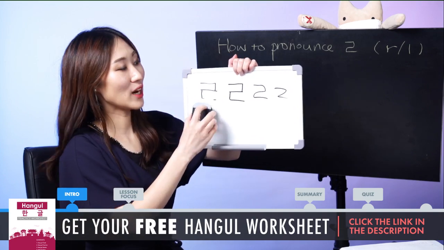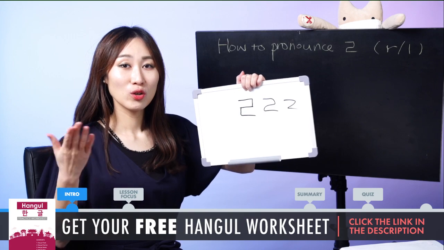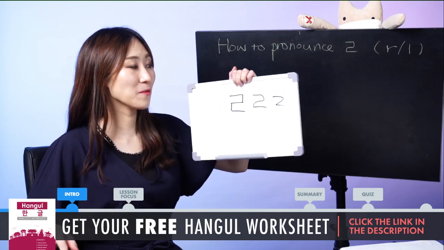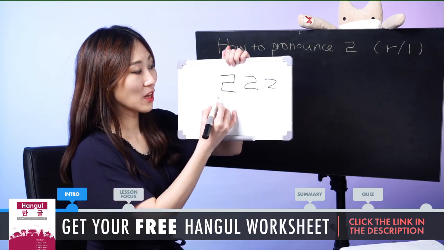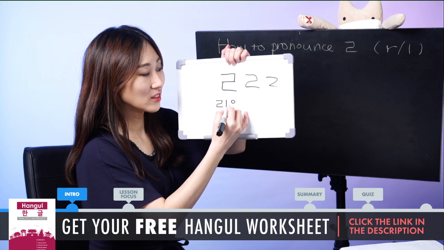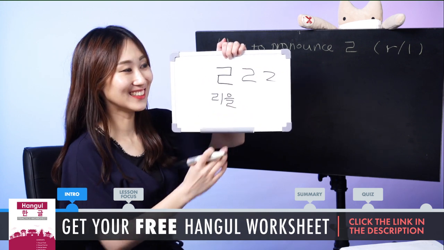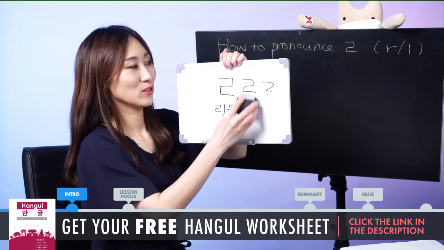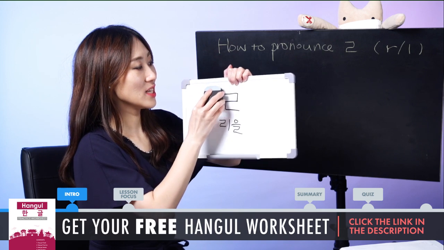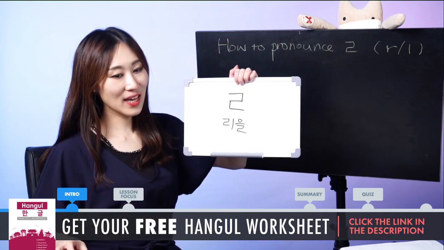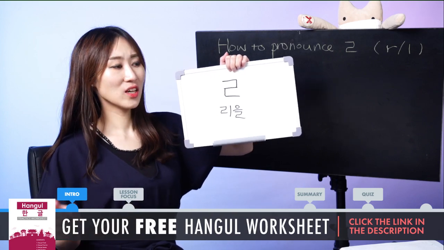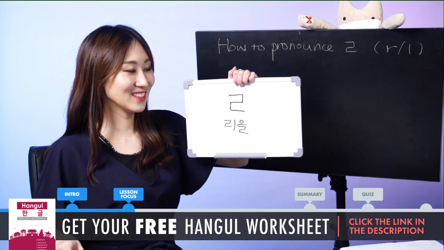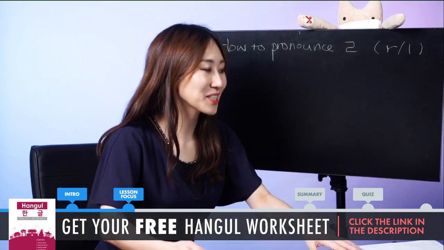Okay, so this is how you write it. And in English, you have the name of each alphabet letter, right? A, B, C, D, E, F. In Korean, the name of this letter is 리을. So the name of this alphabet is 리을. Okay, let's learn how to pronounce this letter.